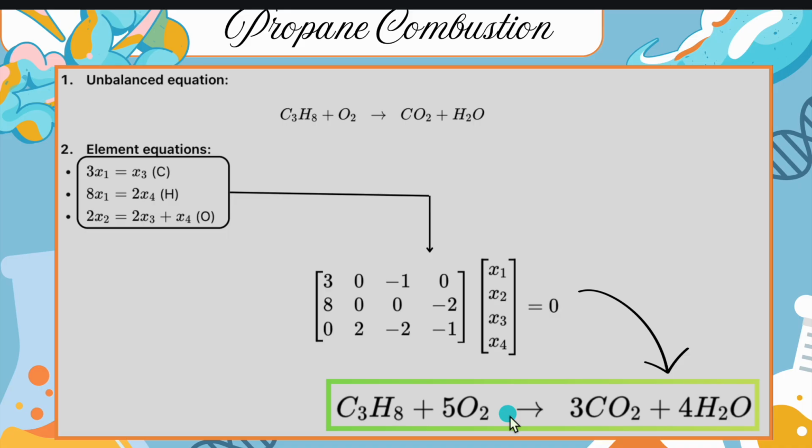So the balanced equation is C3H8 plus 5O2 yields 3CO2 plus 4H2O. So this shows how chemistry transforms into a math problem, and how solving a system of equations can give us the balanced results.